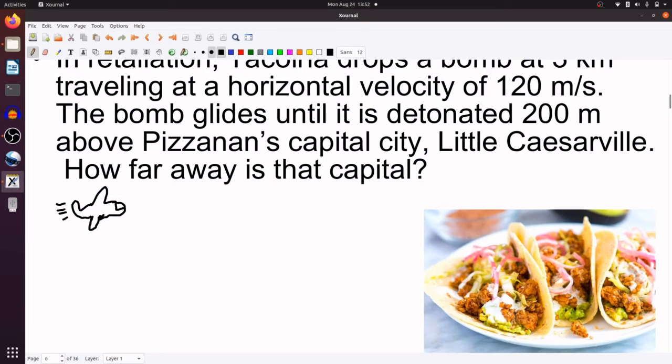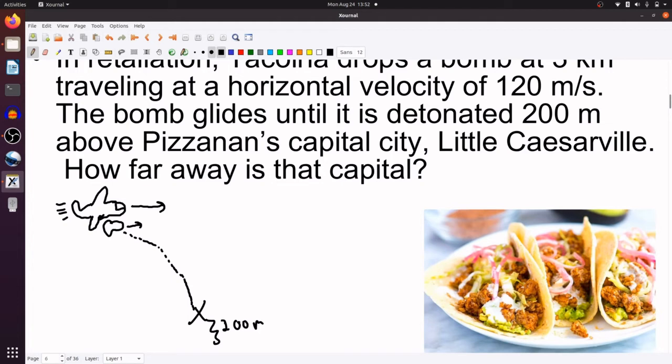Okay. So the plane was traveling directly horizontal. So when it drops a bomb, that's my bomb. It's not a very good bomb. It's also going to be traveling directly horizontal. And then the bomb is going to glide and glide until they detonate it 200 meters above the ground.